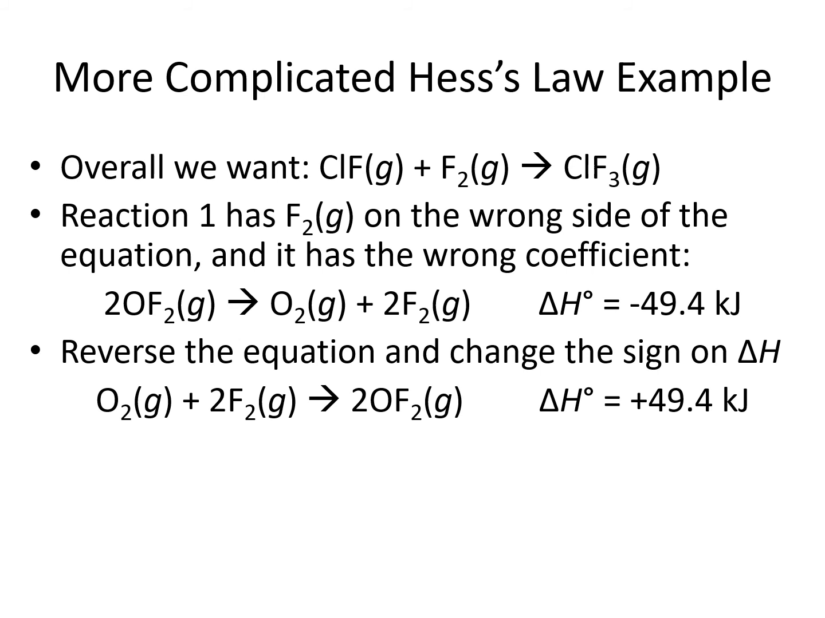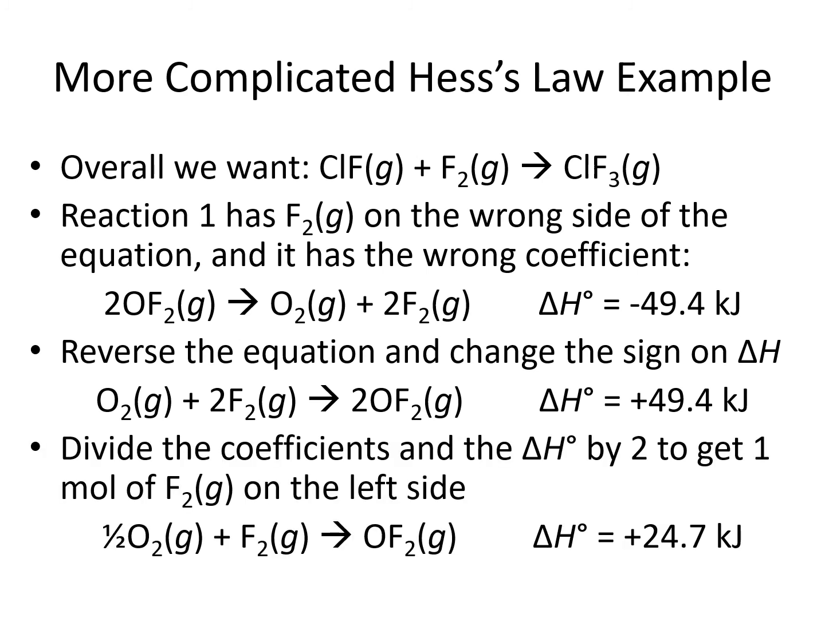So we're going to divide our whole equation by 2. So 1 divided by 2 gives us 1/2 in front of the O2. 2 divided by 2 gives us 1 in front of the F2. And 2 divided by 2 gives us 1 in front of the OF2. And when we divide our equation by 2, we also have to divide our delta H by 2. So positive 49.4 divided by 2 gives us positive 24.7. So we've manipulated our equation by reversing it and dividing by 2. And we've manipulated our delta H by changing the sign and dividing by 2.